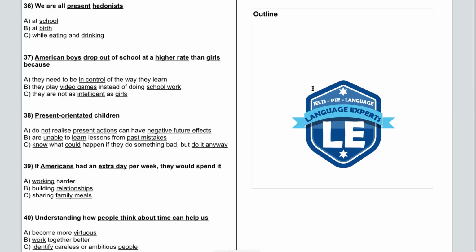Now, I will be writing out the outline for the listening prompt right here on the right-hand side, so you can follow along with me, and you can also feel free to use your own outline system. You don't necessarily have to follow the system that I will be using. It's just easier for me. I want you to practice and find what type of system works best for you.